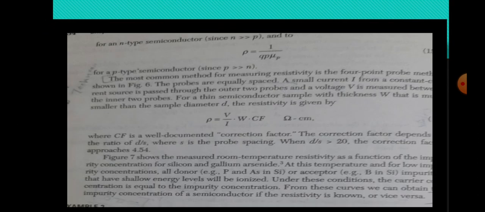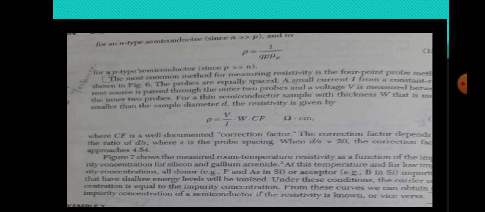So the resistivity reduces finally to rho equal to 1 by q n mu n if this is mainly electron dependent. We have used a semiconductor over here, shown with a cross sectional area of A. For an n-type semiconductor, where n is very much greater than p, this holds. For a p-type semiconductor, the resistivity is equal to 1 upon q p mu p.